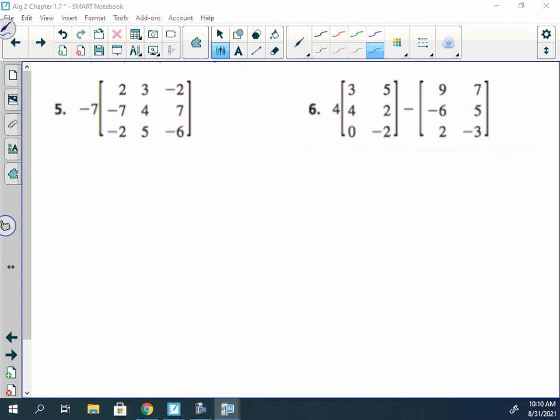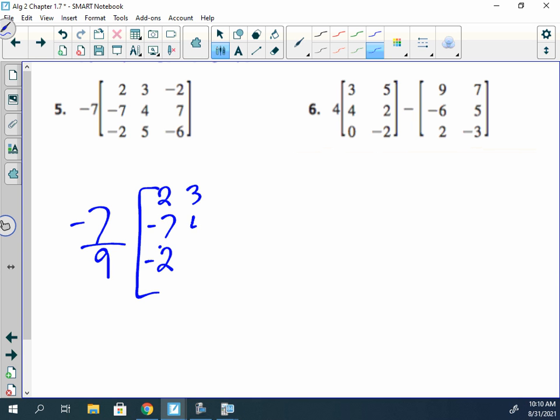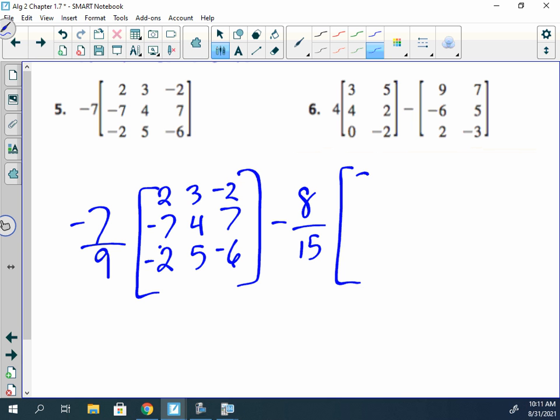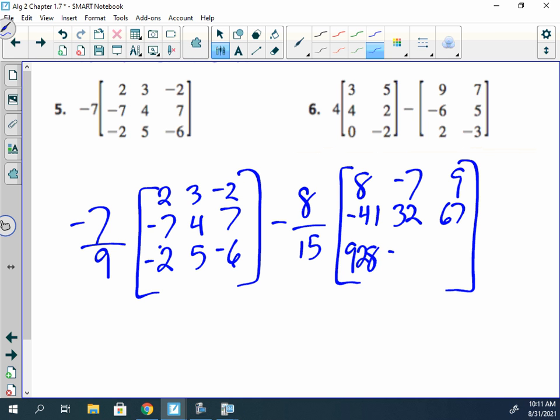I'm just going to make one up. Let's actually take that: negative 7 ninths, 2, negative 7, negative 2, 3, 4, 5, negative 2, 7, negative 6. And let's subtract from it 8 15ths, 8, negative 7, 9, negative 41, 32, 67. Let's do 928, that sounds like a fun number. Negative 41 and 15. Yeah, let's do 3. 3 is a nice number also.